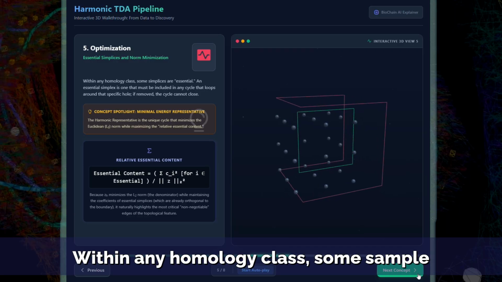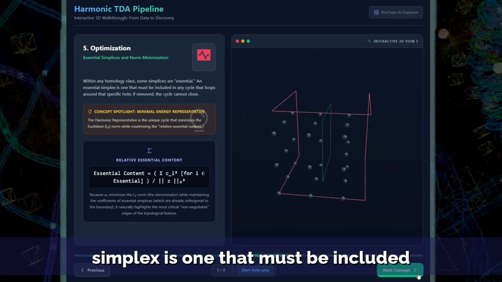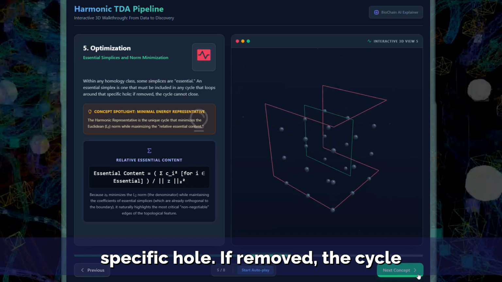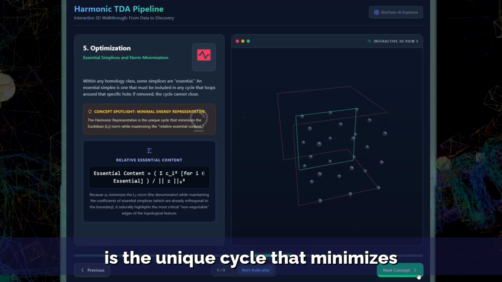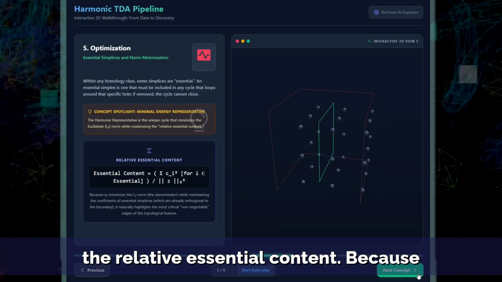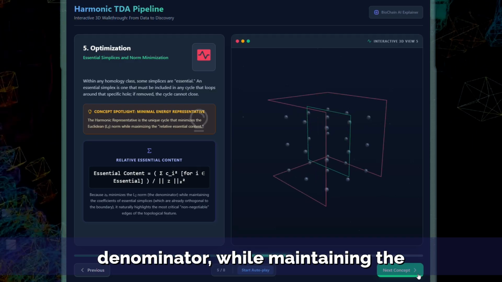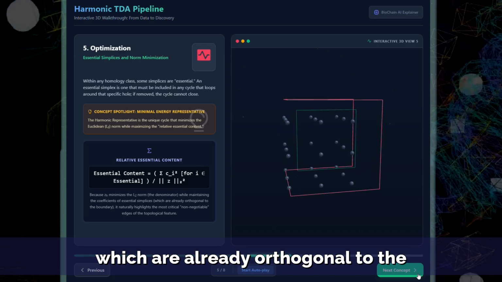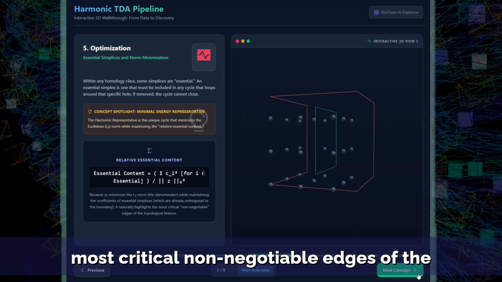Within any homology class, some simplices are essential. An essential simplex is one that must be included in any cycle that loops around that specific hole. If removed, the cycle cannot close. The harmonic representative is the unique cycle that minimizes the Euclidean L2 norm while maximizing the relative essential content. Because z_H minimizes the L2 norm, the denominator, while maintaining the coefficients of essential simplices, which are already orthogonal to the boundary, it naturally highlights the most critical non-negotiable edges of the topological feature.